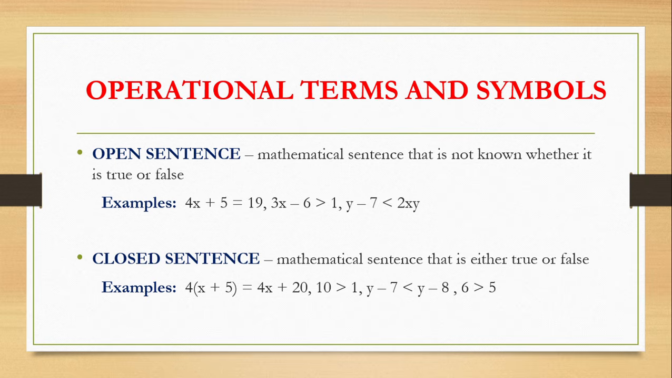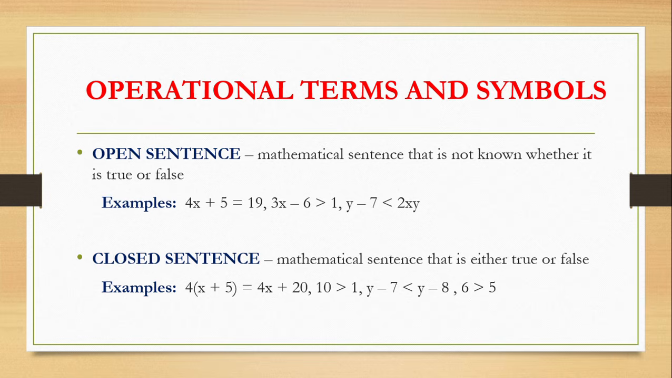And then next, we have 3x minus 6 is greater than 1. Totoo ba yun o hindi? Di ba? Pwedeng oo, pwedeng hindi. And next, we have y minus 7 is less than 2xy. Possible yan, di ba? While a closed sentence is a mathematical sentence that is either true or false.